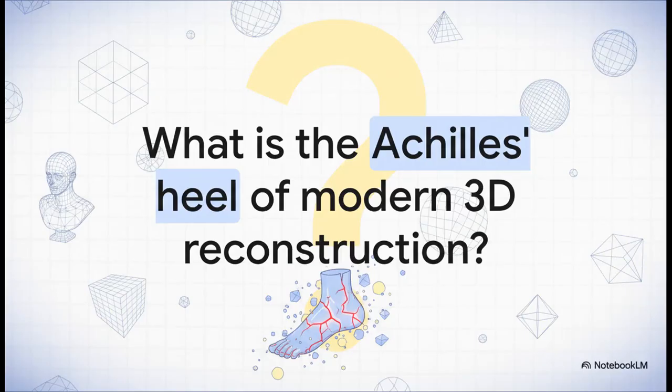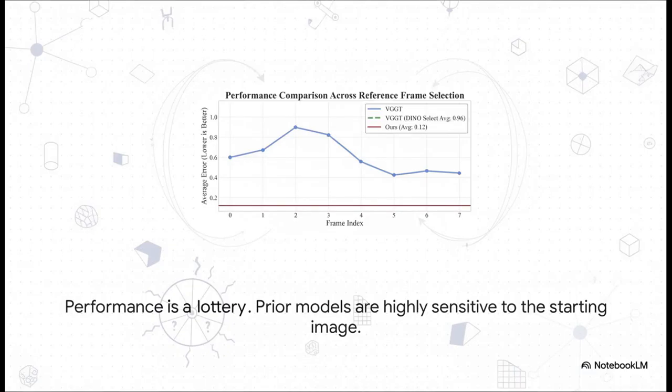So, to really get why this paper is so important, we've got to start with a big question. What's the Achilles heel of modern 3D reconstruction? I mean, what's that one thing that can bring even the most sophisticated, state-of-the-art models to their knees? And this graph right here, this is the problem in a nutshell. It's basically a performance lottery. Look at that jagged blue line.